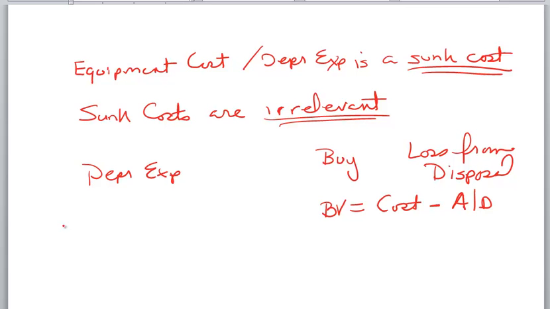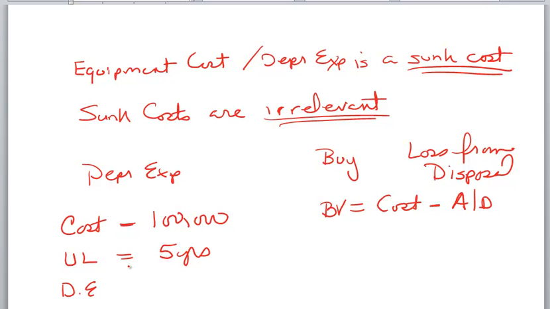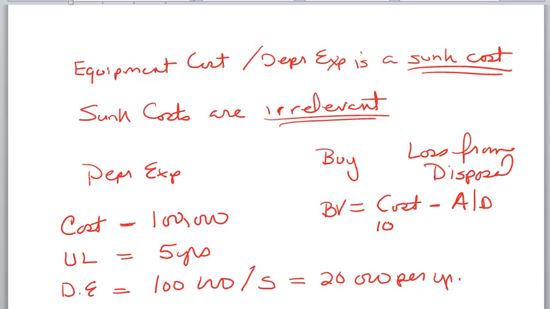So let's say we have a piece of equipment that costs $100,000. Our useful life equals 5 years. So therefore depreciation expense equals $100,000 divided by 5, or $20,000 per year. Let's say we're in year 3. So after 3 years, we'd have accumulated depreciation of 3 times 20, or 60,000. We'd still have a book value of 40,000. That book value, if we can't sell the piece of equipment to anybody, we have to absorb, and it's called a loss from disposal.